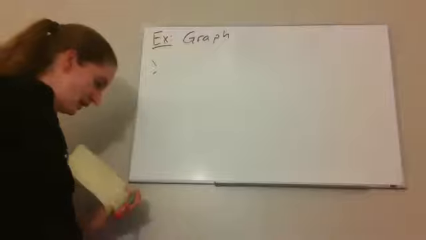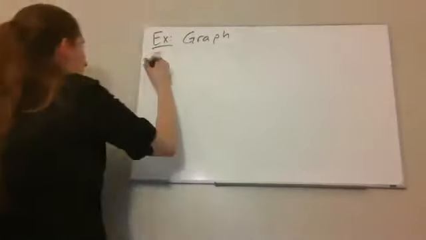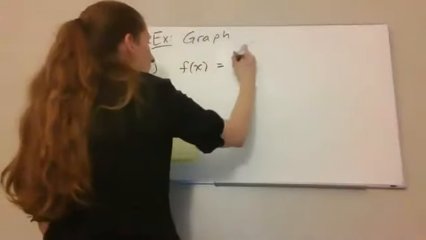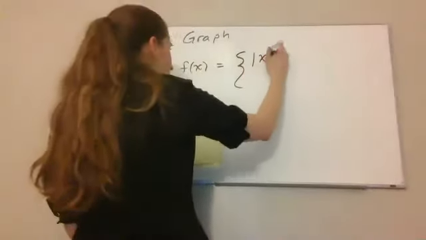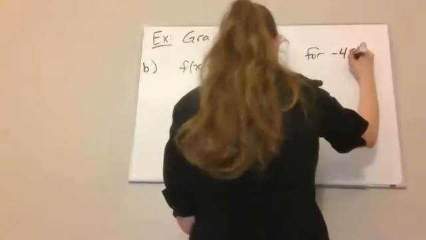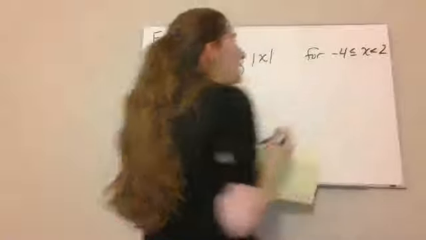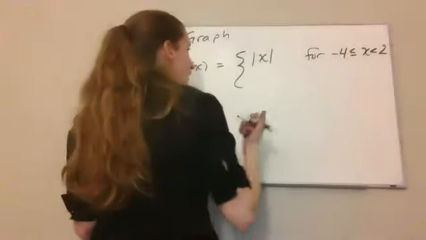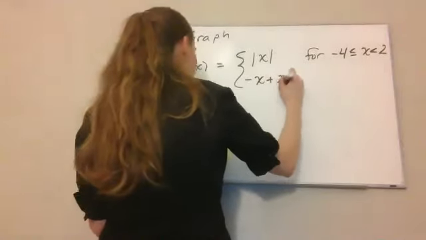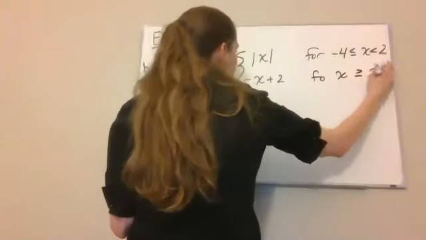So part B. Going to be a graph that has 2 pieces again. We have f of x equals the absolute value of x for x that are in between -4 and 2, including -4, but not including 2. And it's going to equal -x plus 2 for x greater than or equal to 2.